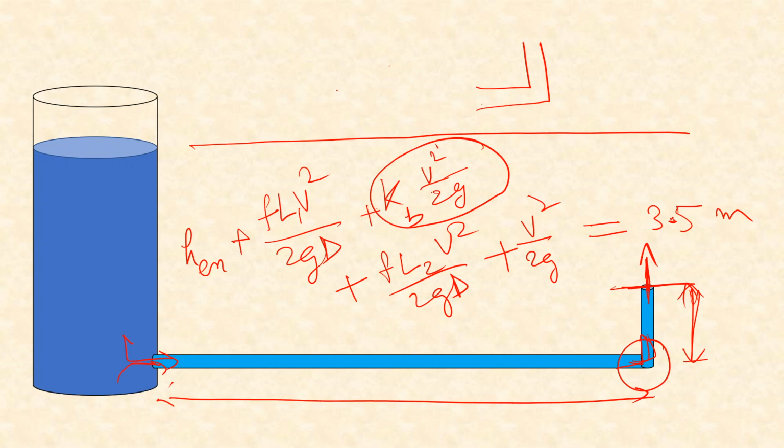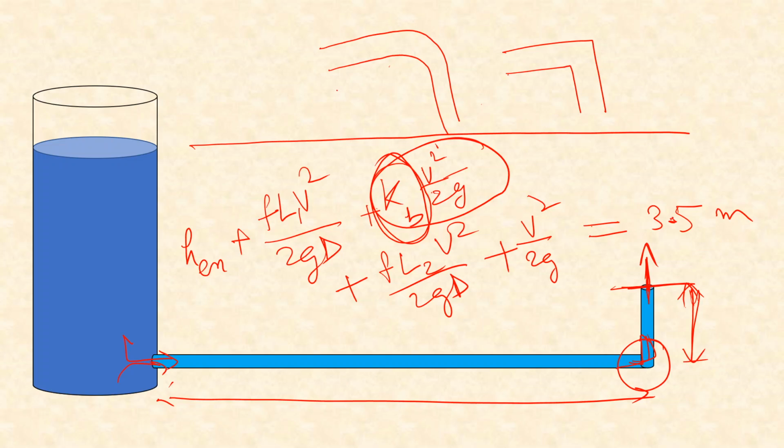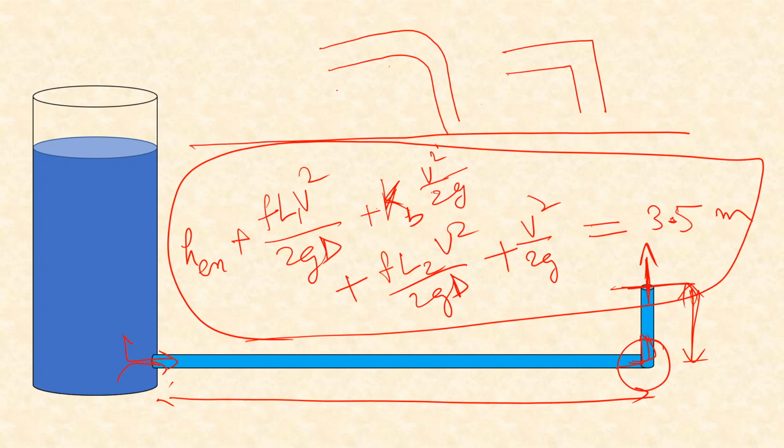If the bend is made very smooth like this, then the value of K_B will decrease. If the bend is very sharp, then the value of K_B will increase. The actual value is generally available in different kinds of charts, and in many cases the manufacturers who make these kinds of joints will also provide you this kind of chart. So again we can find out the value of V by solving this equation.